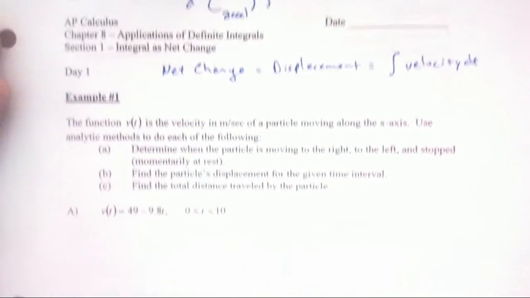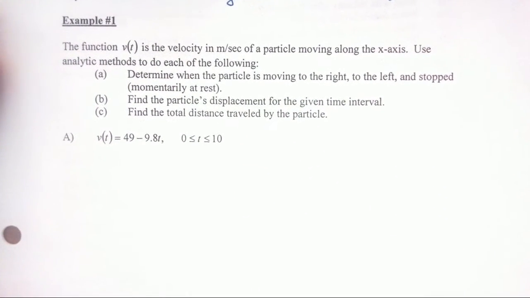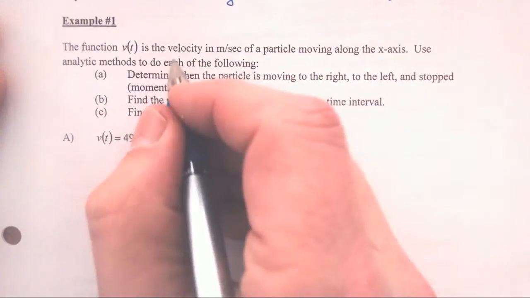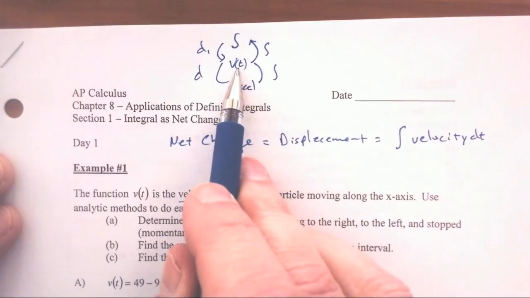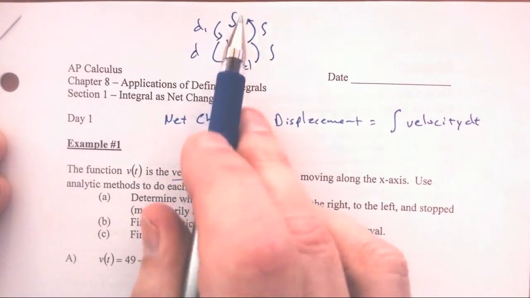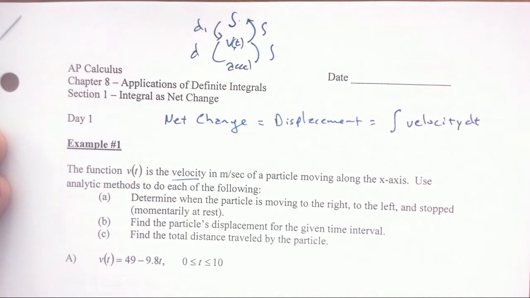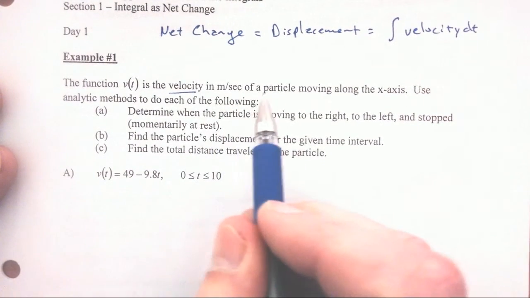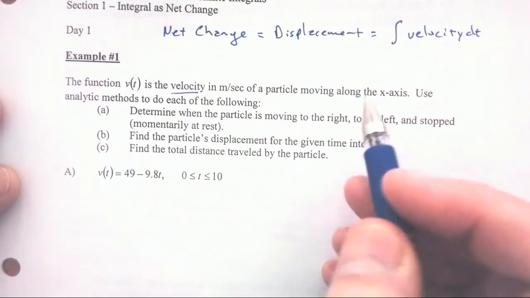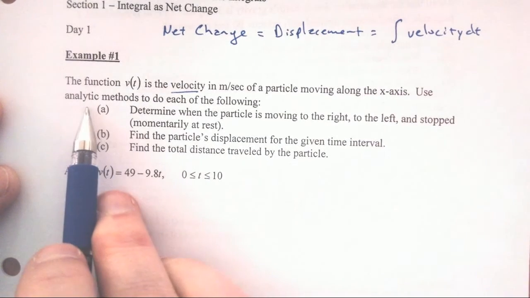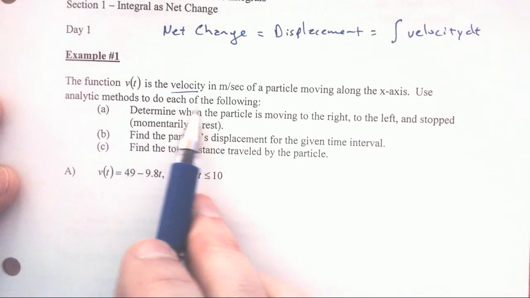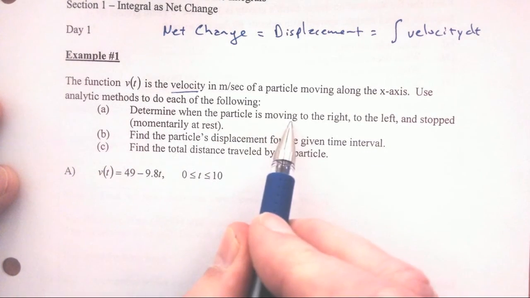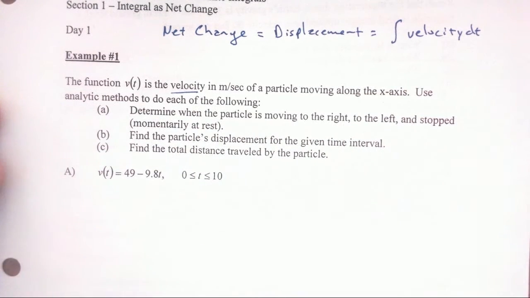Let's take a look at example 1. The function is the velocity, so we're starting right in the middle here. If I want to talk about position, I'm going to have to integrate. If I want to talk about acceleration, I'm going to have to take a derivative. We're given the velocity in meters per second of a squirrel moving along a wire. Use the analytic method to do each of the following. Determine when the particle is moving to the right, left, and stops.